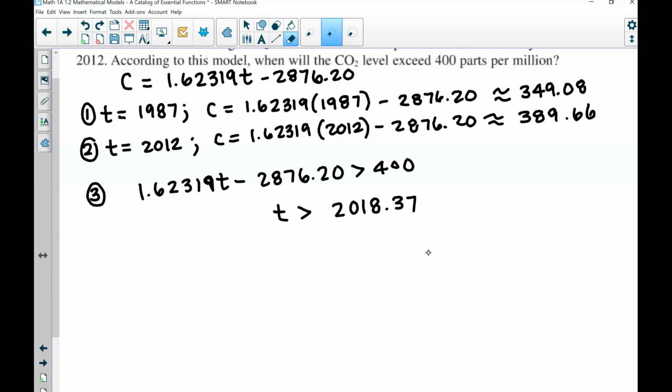So basically what it's saying here is that we would predict that the CO2 level will exceed 400 parts per million by the year 2018. This prediction is risky because it involves a time quite remote from our observations. Therefore, CO2 levels may increase more rapidly in recent years, so the level might exceed 400 well before 2018.